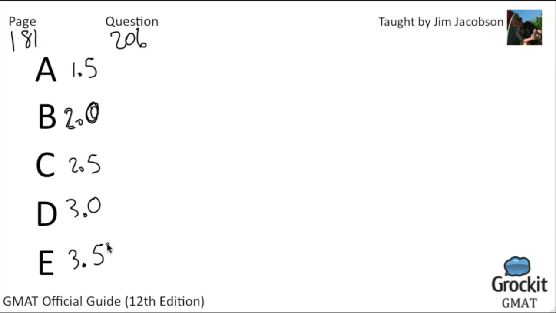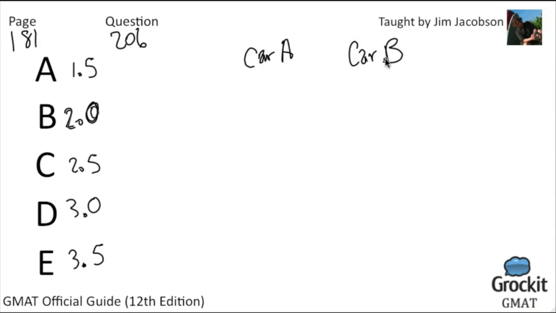Car A is traveling at a constant speed of 58 miles per hour, and car B is traveling at a constant speed of 50 miles per hour. How many hours will it take for car A to overtake and drive 8 miles ahead of car B? So, car A, car B.